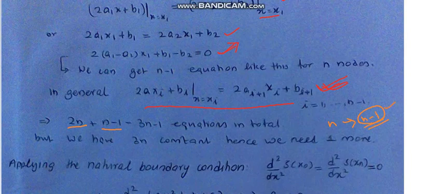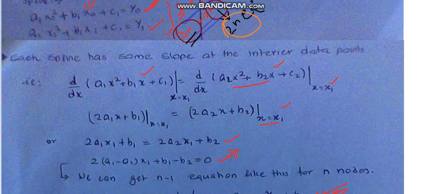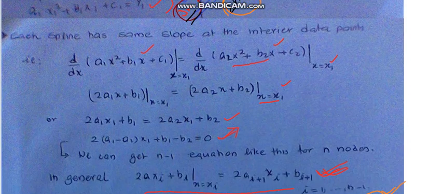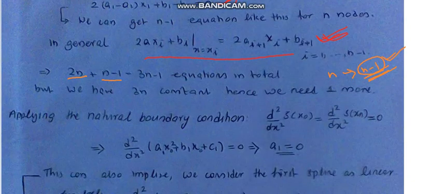So if you are having n number of splines, they will be having n minus 1 such points where we'll be having dy by dx, or slope, which are same, or interior data points which are same for both splines. We'll be having such data points, n minus 1. So we'll be having basically n minus 1 equations.